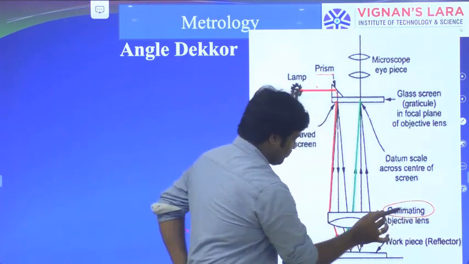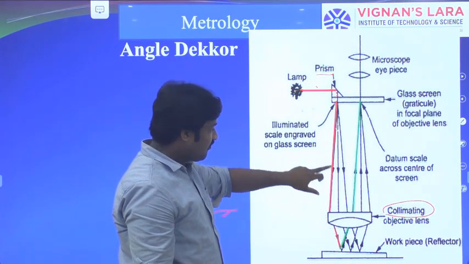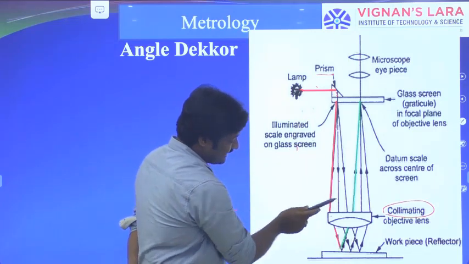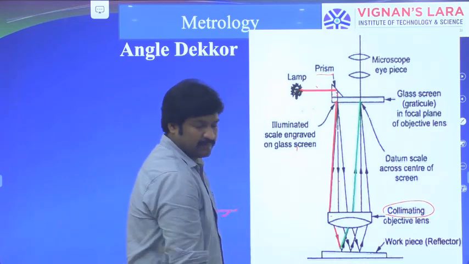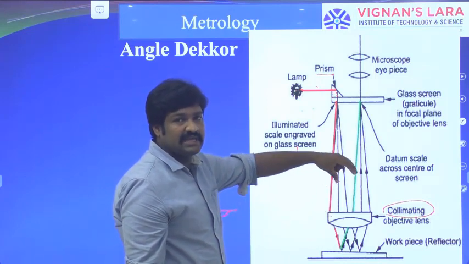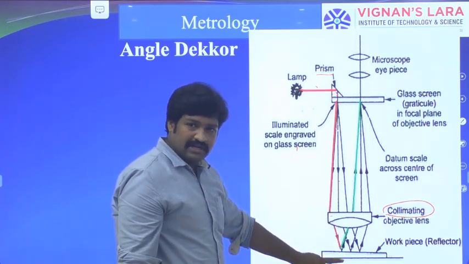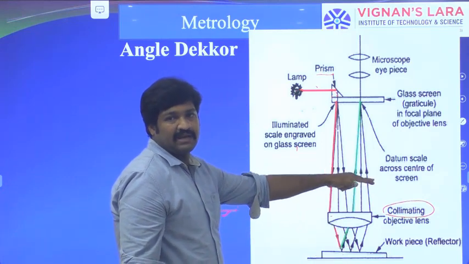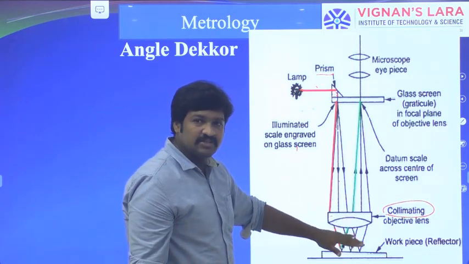The rays are falling on the collimating lens. By means of the collimating lens we are converting the inclined lines into parallel beams. From here to here the light rays are inclined to each other, whereas from here to the workpiece the lines are parallel to each other. Once the rays are projected on the workpiece, the light rays are reflected back. The workpiece should be highly polished so that the light is reflected.